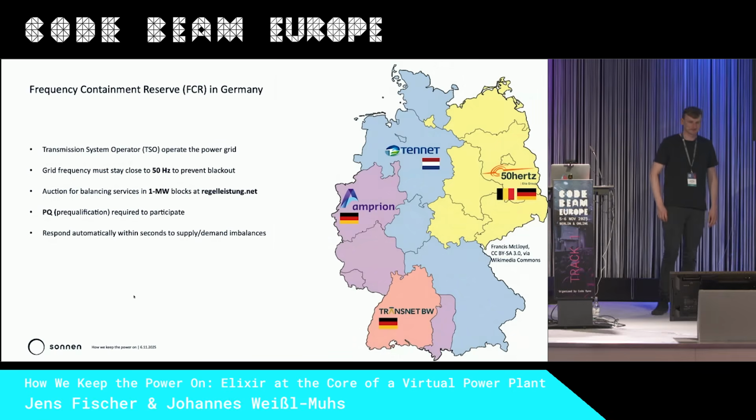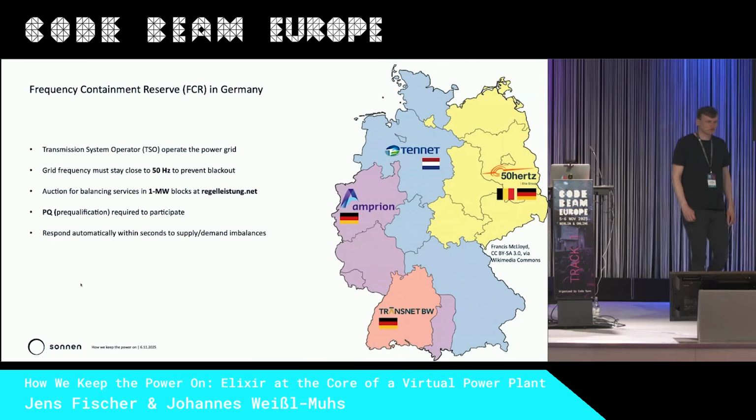Frequency containment reserve in Germany is one method of the so-called TSOs, the transmission system operators, to stabilize the power grid. You may not know, but the energy that is produced must match exactly the energy consumed in the power grid. If this is the case, then we are at 50 Hertz grid frequency, and then it's all good. But if we deviate too much, then we risk going into a blackout.